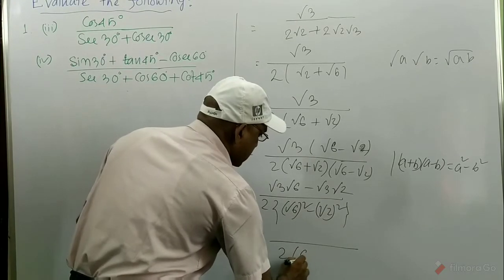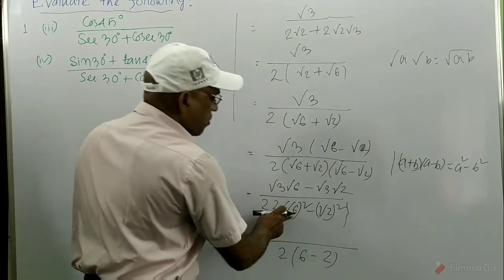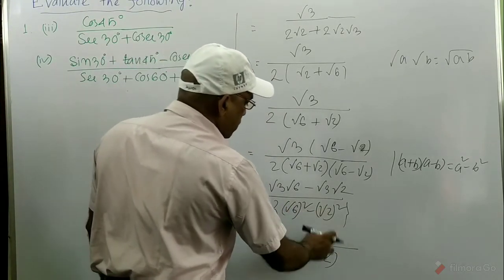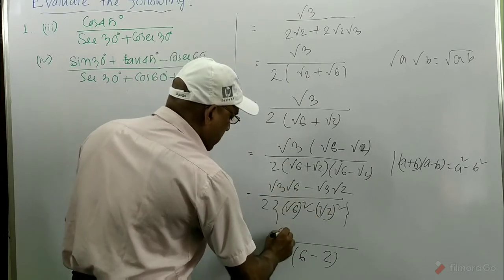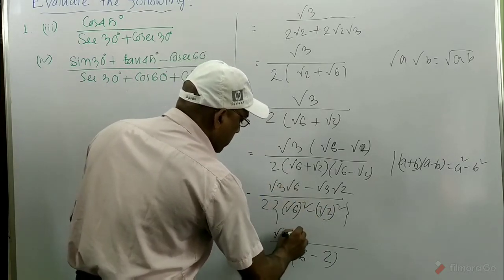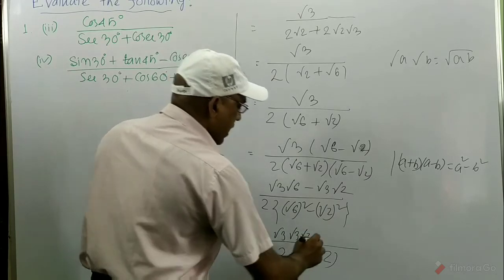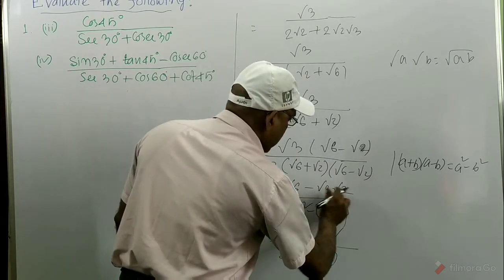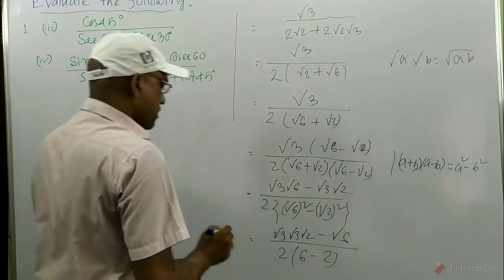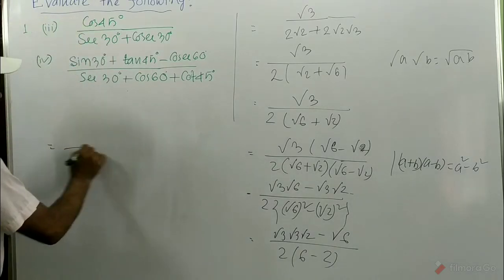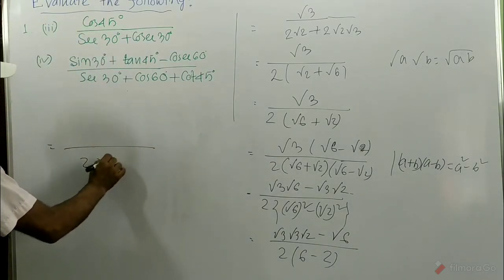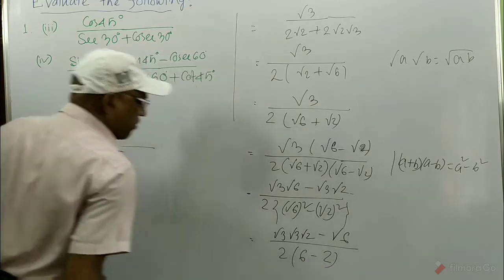This is 6, this is 2. Root 6 whole square is 6, root 2 square is 2. And this is root 3: root 6 means root 3 into root 2, and this is root 3 into 2, which is 6. So we get 2 into 6 minus 2, which is 4.